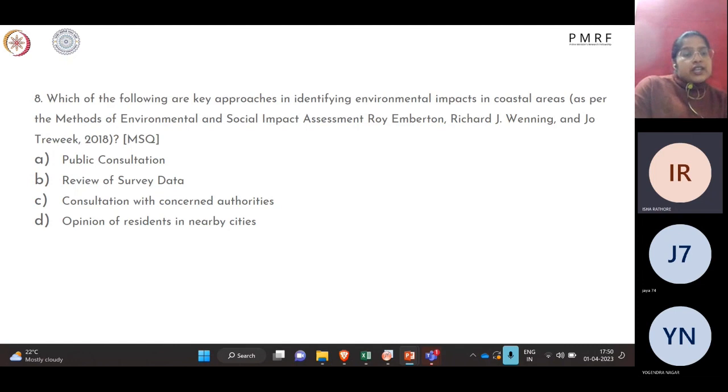So moving on to question eight, which of the following are key approaches in identifying environmental impacts in coastal areas as per the methods of environmental and social impact assessments, Roy Emberton, Richard J. Wenning, and Jules 2018. So this is a multi-select question, so more than one option is correct. So you need to identify which of the options are correct and what sort of approaches are taken for identifying the environmental impacts in coastal areas.